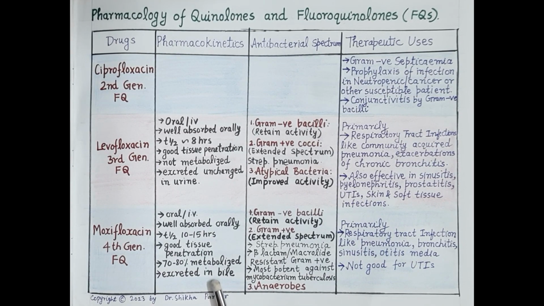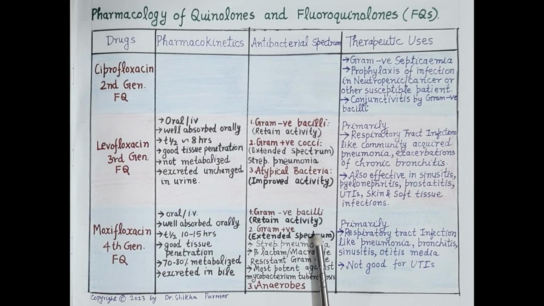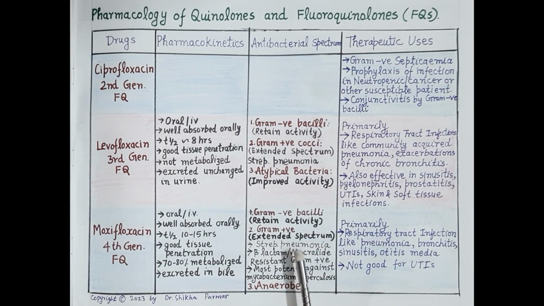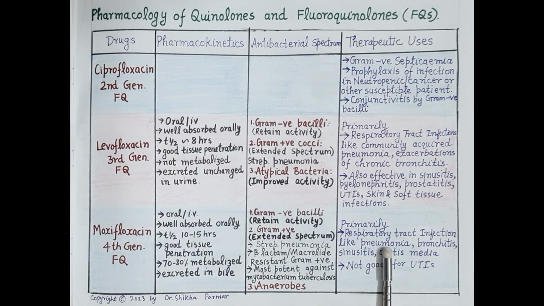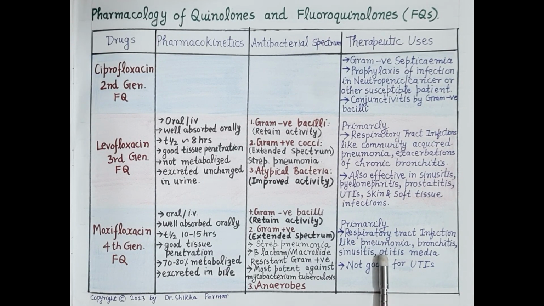Now, as already discussed, it retains activity against gram-negative bacilli, and it shows improved extended activity against gram-positive bacteria, including Streptococcus pneumonia, and it is also effective against anaerobes. Now, moxifloxacin is also a respiratory fluoroquinolone and is very effective in the treatment of respiratory tract infections like pneumonia, bronchitis, sinusitis, otitis media. Now, moxifloxacin is not effective in the treatment of urinary tract infections.